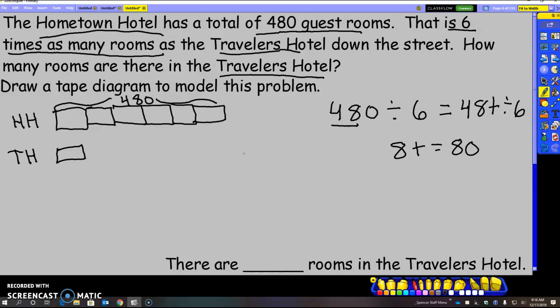Okay, make sure you always double check as well. So if I multiply 80 by 6, do I get 480? 8 times 6, 48, times 10, 480. That checks. Okay, so my answer is 80 rooms.